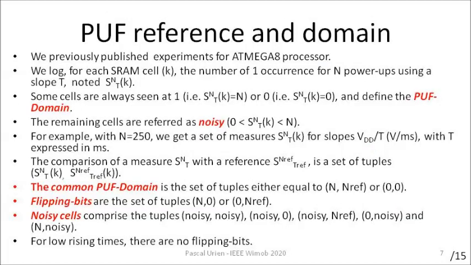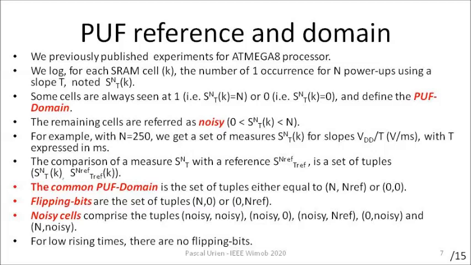We previously published experiments for the ATmega8 processor. We log, for each SRAM cell key, the number of one occurrences for n power ups, using a slope T, noted SnT(key). Some cells are always seen at 1, that's to say SnT(key) is equal to n, or at 0, that's to say SnT(key) is equal to 0, and define the PUF domain. The remaining cells are referred to as noisy, that's to say SnT(key) is greater than 0 and less than n.